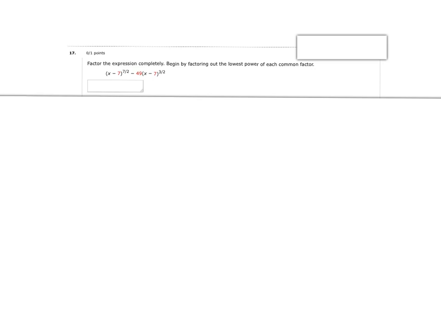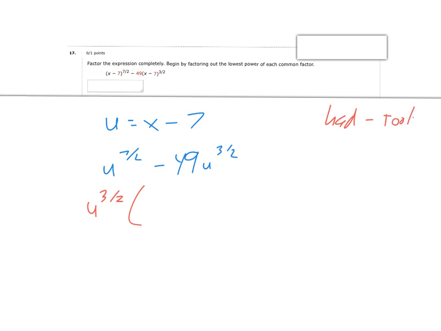All right, next up here, number 17. I'm going to use u substitution here, so we'll call it u equals x minus 7. So we have u to the 7 over 2 minus 49u to the 3 over 2. I'm going to factor out u to the smallest power, which is 3 over 2. And once again, I always want to subtract the exponents, what I had minus what I took out. So 7 over 2 minus 3 over 2 is 4 over 2, and that's 2, so it'll be u squared, and then minus 49. The other term is gone because I took out that whole power.